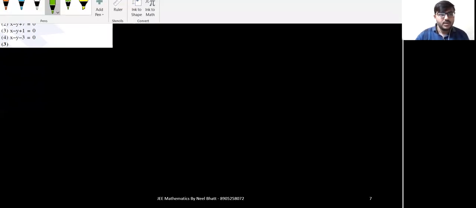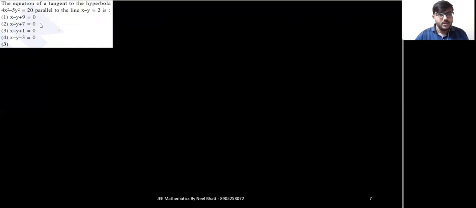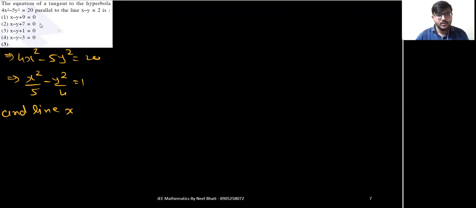Next, we are given the equation of a tangent to the hyperbola parallel to a line. This is what we have to find out. So here 4x square minus 5y square equals 20. So it is x square by 5 minus y square by 4 equals 1. And the line given to us is x minus y equals 2. So this line has slope equal to 1.